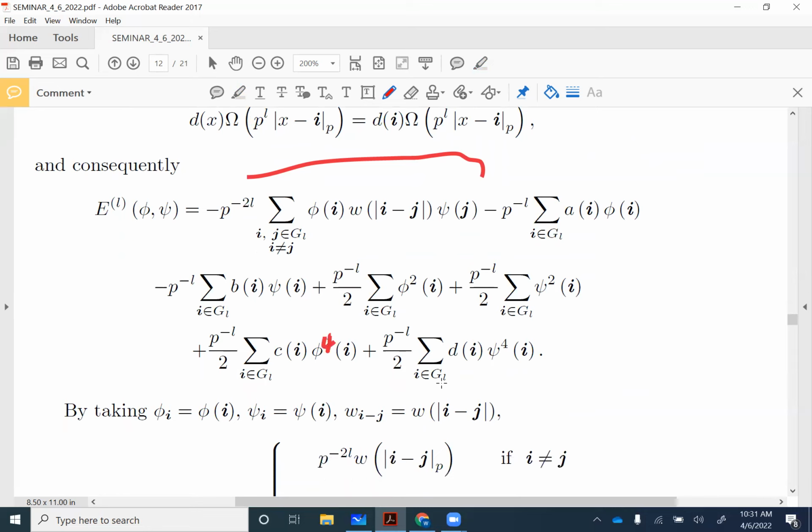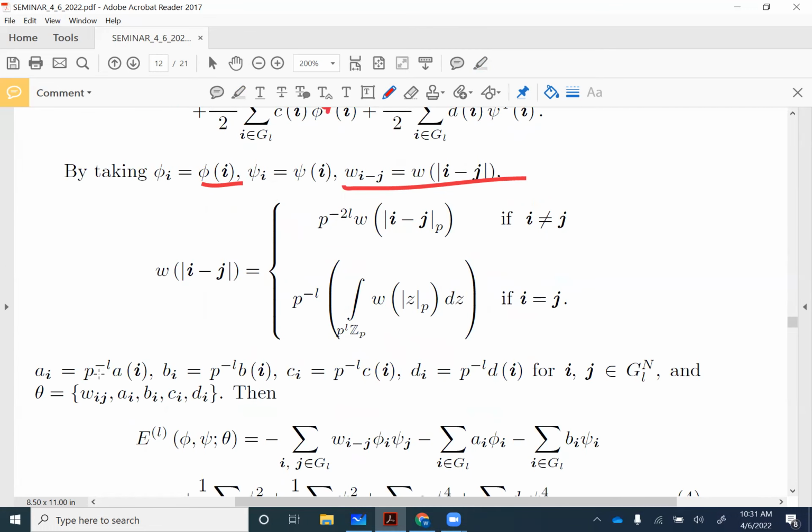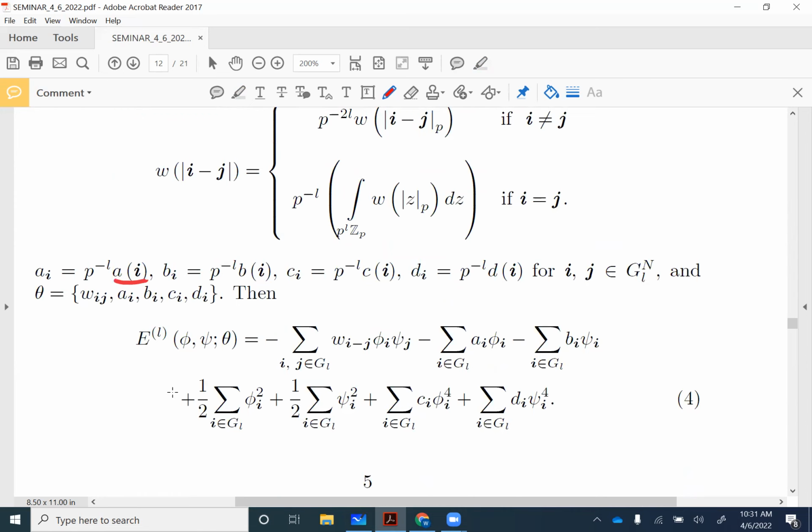Okay, now I'm going to change the notation. Instead of this phi of I, I'm going to use phi sub I. Then instead of p to the minus L, A of I, I'm going to use A sub I, and so on. By using this notation, we obtain this discretization. So this is the energy functional of a discrete version of a phi^4 theory.